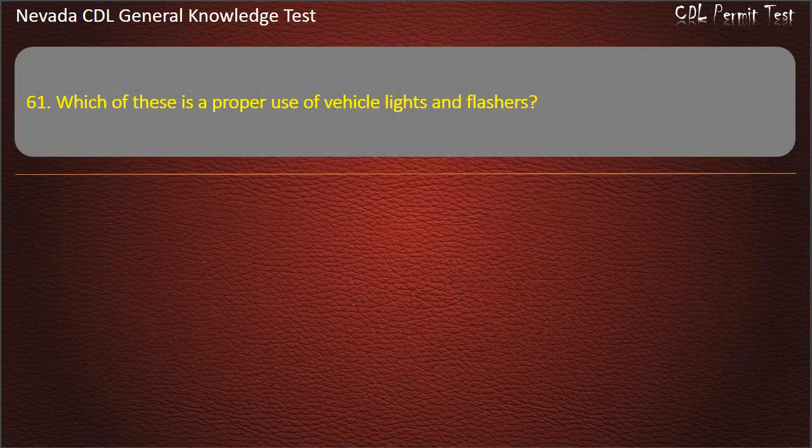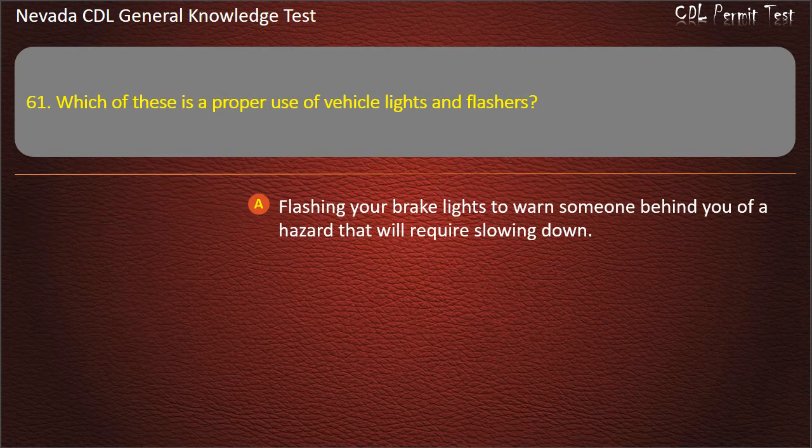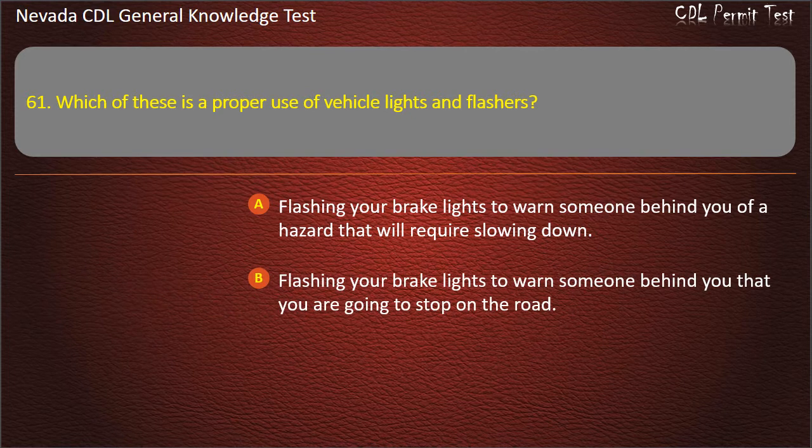Question 61. Which of these is a proper use of vehicle lights and flashers? Flashing your brake lights to warn someone behind you of a hazard that will require slowing down. Flashing your brake lights to warn someone behind you that you are going to stop on the road. All of these are correct. Answer. All of these are correct.